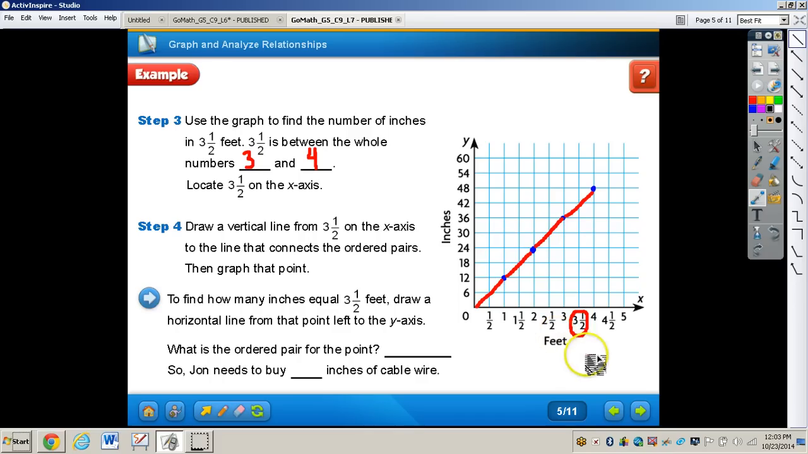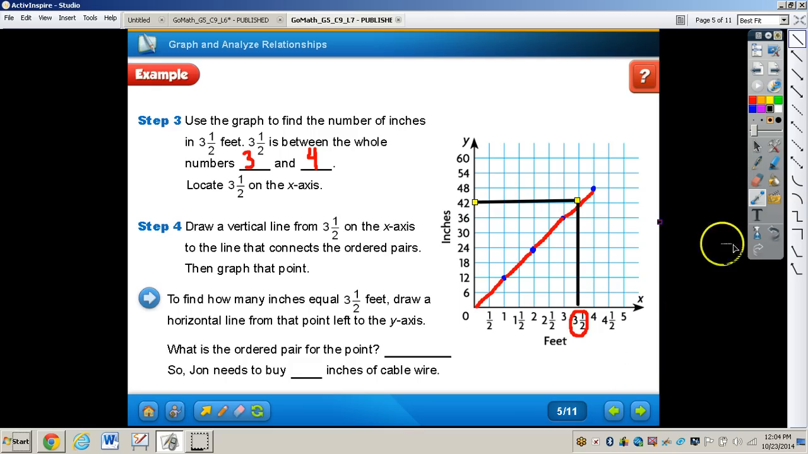Since this ordered pair follows the same rule throughout, you can see we're multiplying the x-axis by 12 to get the y-axis. What we can do is draw a vertical line starting at the 3.5 that intersects with our line here. That connects with the ordered pairs. Then, to find how many inches are in 3.5 feet, we need to draw a horizontal line from that point left to the y-axis. So we take a horizontal line from that point, and you can see right there my 42.